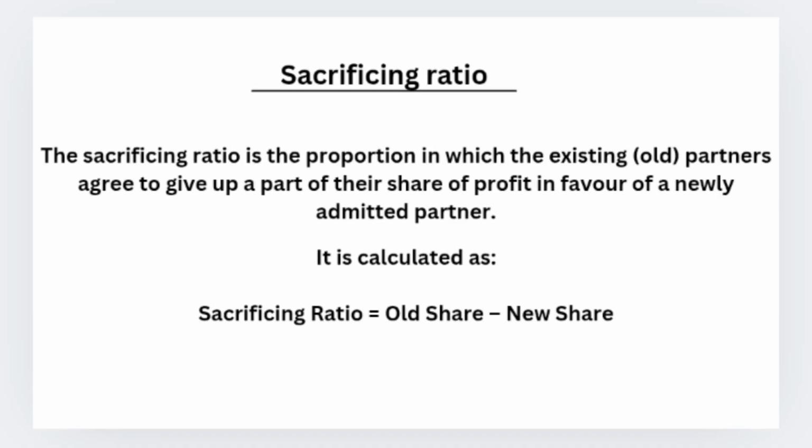So we'll move first to sacrificing ratio. The sacrificing ratio is used in the admission of partners because the existing partners sacrifice their share of profit for the new partner. The formula for sacrificing ratio is old share minus new share.